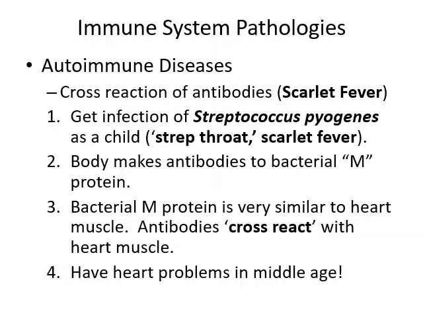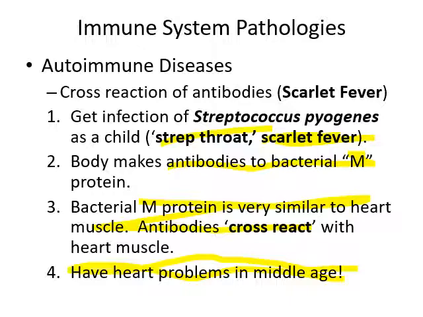So if you get an infection of Streptococcus pyogenes as a child, you will develop something called a strep throat. That strep throat sometimes leads to a generalized fever called scarlet fever. And your body will make antibodies that will bind to and attack the bacterial M protein, but the bacterial M protein is very similar to myocardium, and the antibodies cross-react with it, and you end up developing heart problems when you're in middle age. So many people die in middle age from heart problems as a result of having had scarlet fever when they were a child.